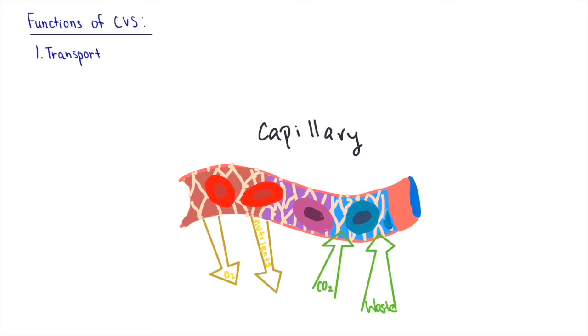First off, let's start with the function of the cardiovascular system. There are three main functions of the cardiovascular system: transport, homeostasis, and protection. Transport is rather self-explanatory. The blood vessels deliver nutrients to body cells and take up waste for excretion.